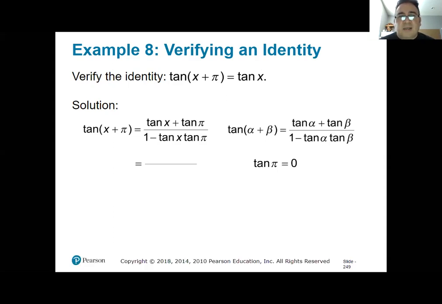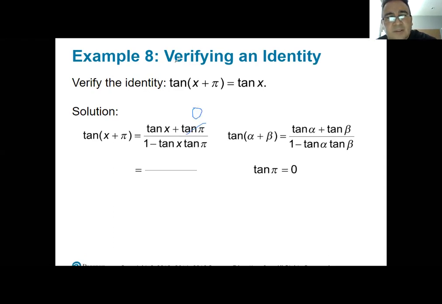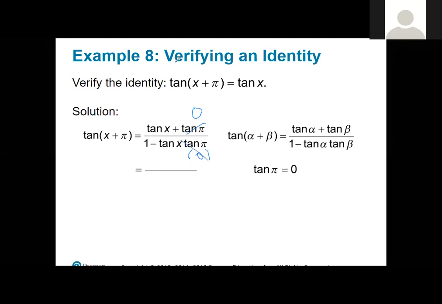So what does that mean in terms of our problem? Wherever there's a tangent of pi, I'm going to replace it with a 0, right? So this piece here is going to be 0, and because this is a 0, 0 times anything is going to be 0. So that goes away too. So what do I end up with? Tangent of x over 1, which is tangent of x.